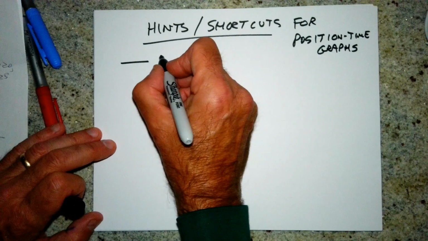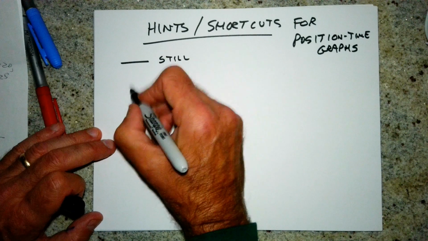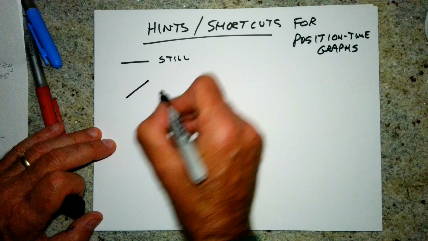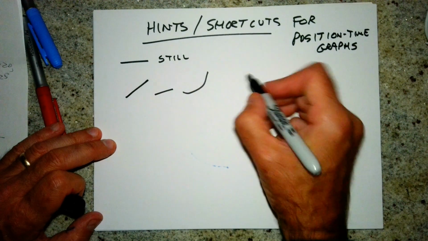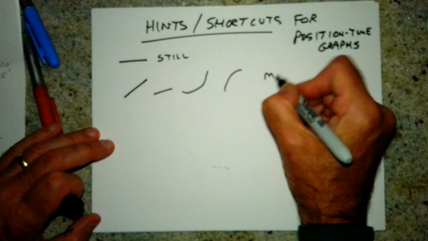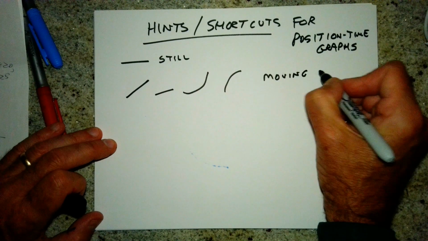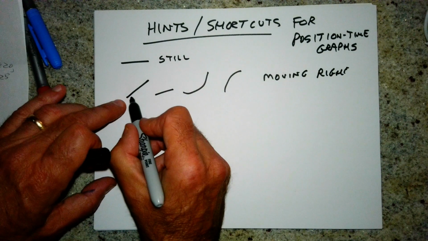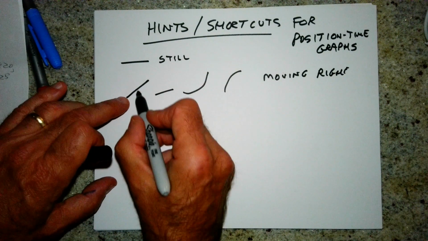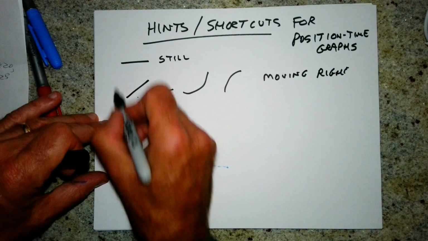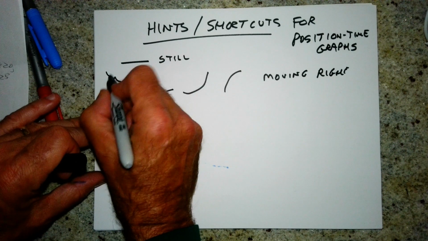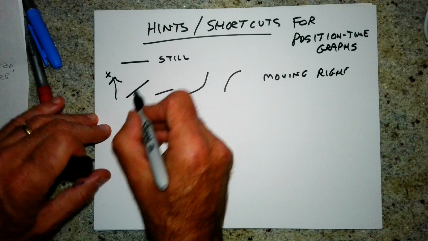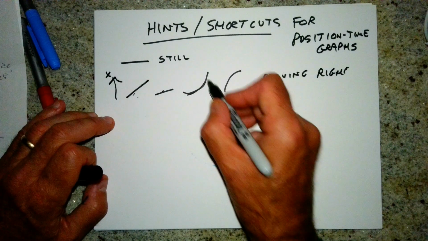Okay? This means staying still. These all mean moving right. They all have positive slope. As time increases this way, they all get higher and higher in the, remember this is the x direction, the position direction. They all go to bigger numbers, which means numbers to the right.